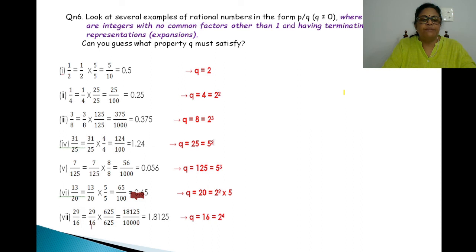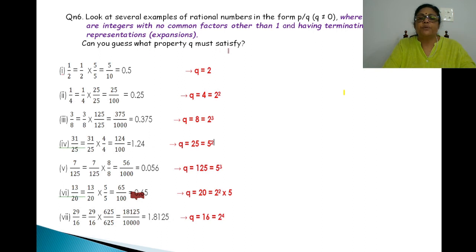Next one, 29 by 16. So 16 into 625 is 10,000. So 29 into 625 is 18,125. Here 4 zeros. So you have to keep 4 decimal places. 1.8125. So these are having terminating decimal representation.